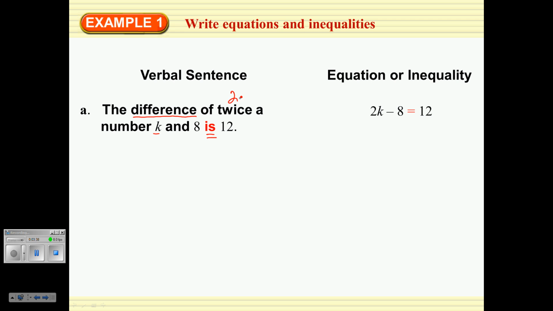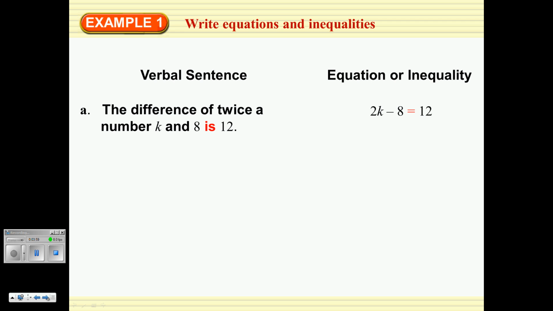2 times. Let's put a dot so it doesn't look like a variable. 2 times a number k. So the difference between this, so that's why it's first, and 8, that's why 8's second, because of the word difference, is means equals 12 is our answer. So that's how you change the verbal sentence into an equation.